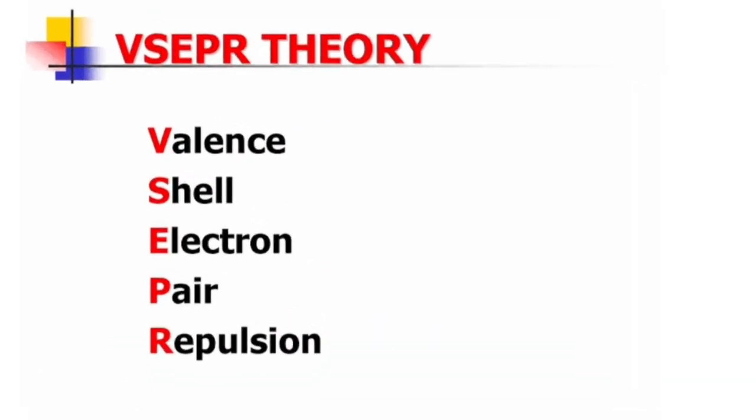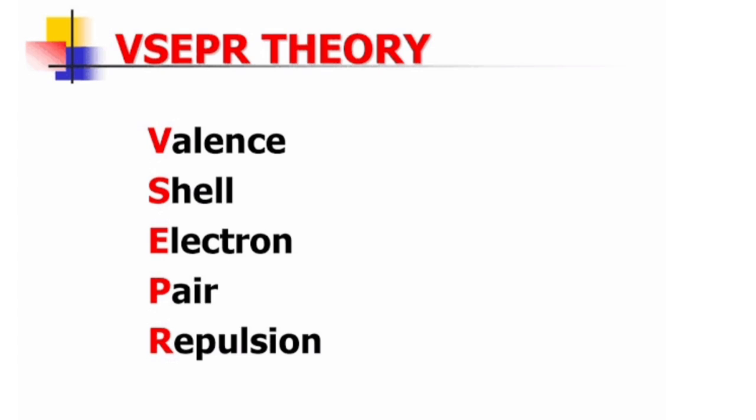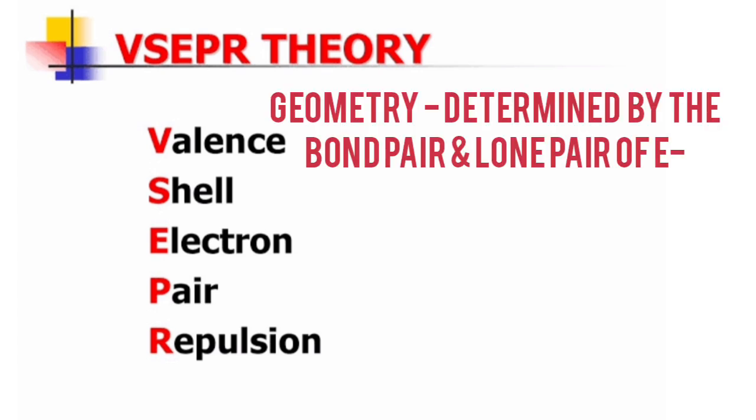VSEPR theory: Valence Shell Electron Pair Repulsion. The shape or geometry of a molecule is determined by the bond pairs of electrons. The geometry is determined by the bond pairs and the lone pairs of electrons.